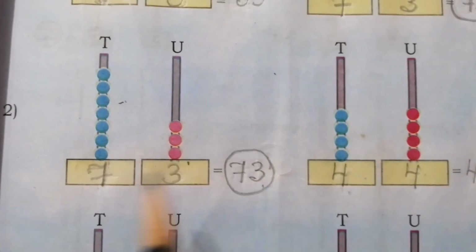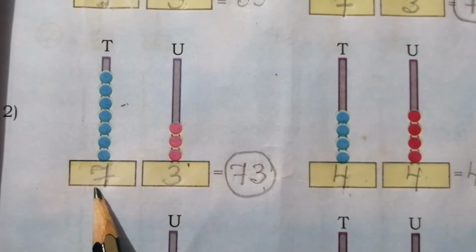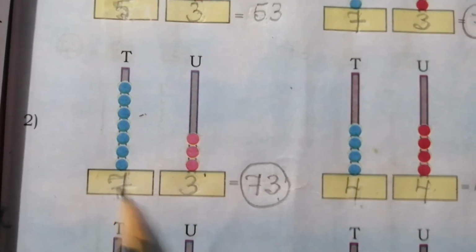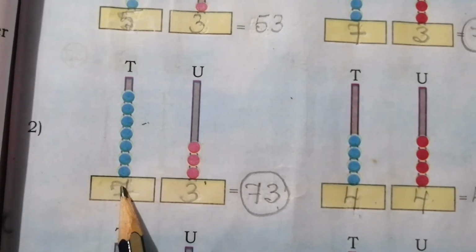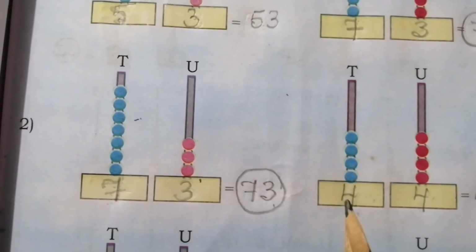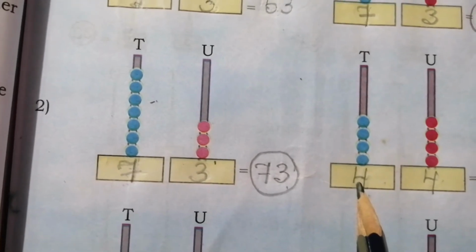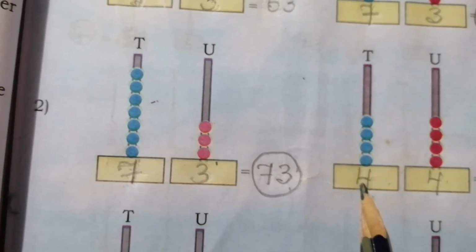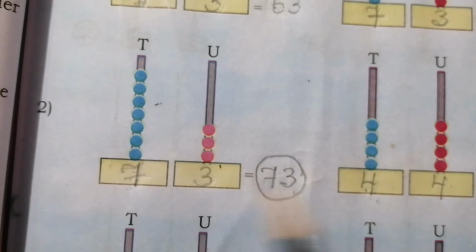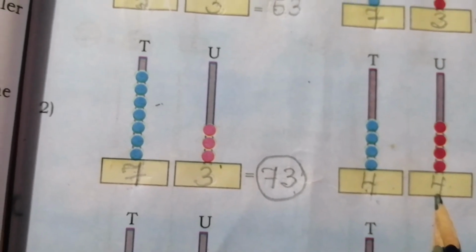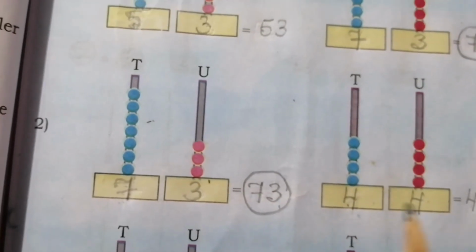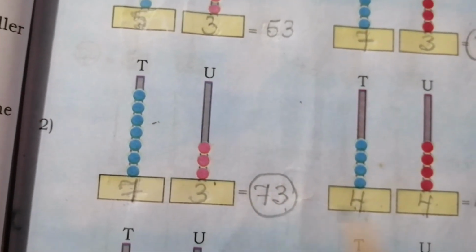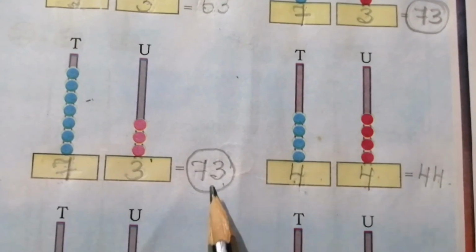If the numbers in tens place are equal, suppose in tens place the numbers are 7 and 7, it's difficult to compare. It's difficult to write the biggest number. So we have to compare the number in units place. So which is the biggest number in these two numbers? 73 is the biggest number.